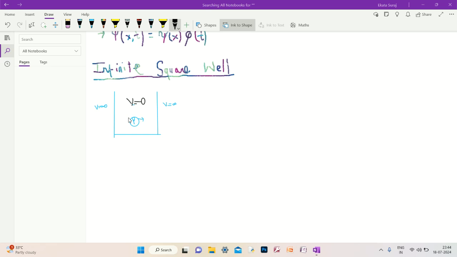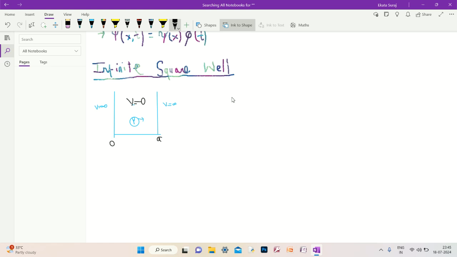So now we're going to solve the Schrodinger wave equation for this particular potential. That means inside the well the potential is 0, outside the well the potential is infinite, and at the walls we can also define the potential energy. Now we are going to solve this Schrodinger wave equation. Let me point out that this well goes from 0 to a, so it will be easy to solve the equation.